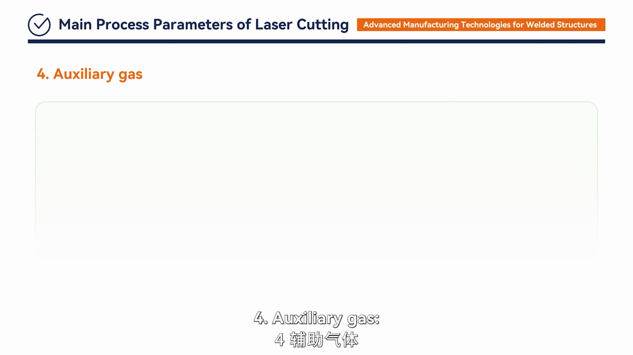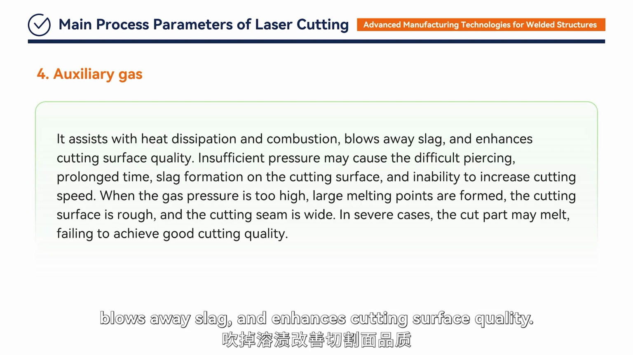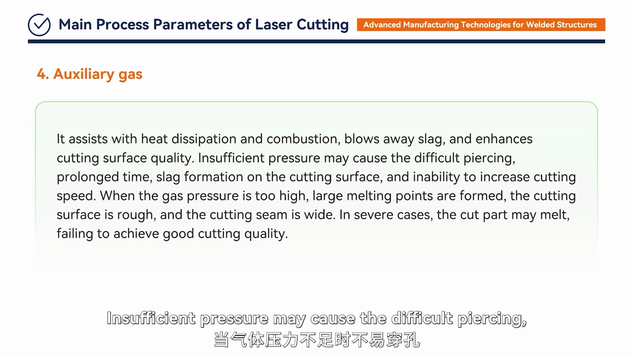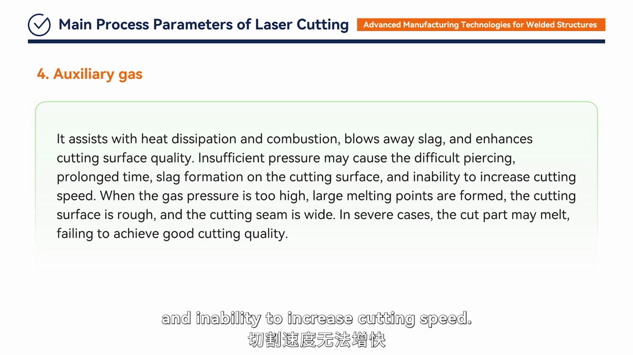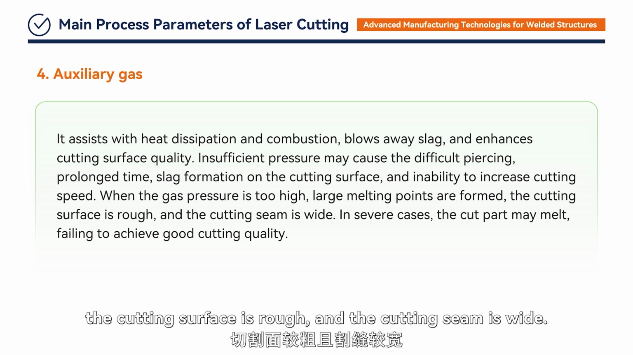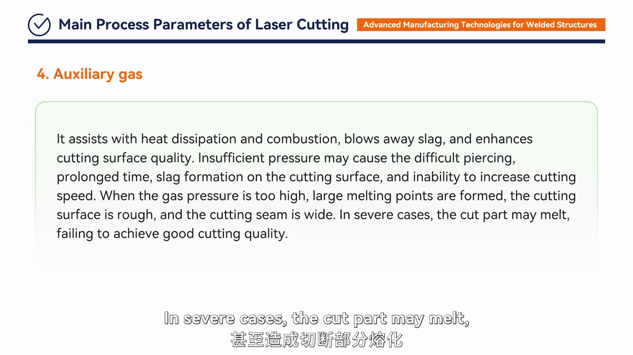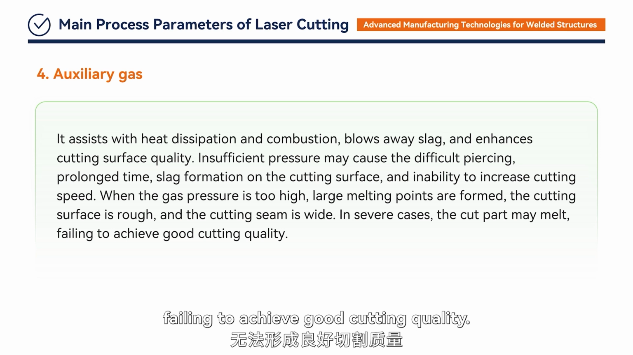4. Auxiliary gas. It assists with heat dissipation and combustion, blows away slag, and enhances cutting surface quality. Insufficient pressure may cause a difficult piercing, prolonged time, slag formation on the cutting surface, and inability to increase cutting speed. When the gas pressure is too high, large melting points are formed, the cutting surface is rough, and the cutting seam is wide. In severe cases, the cut part may melt, failing to achieve good cutting quality.